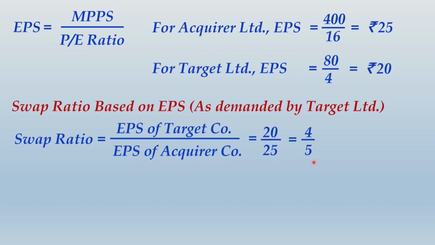That means 4 shares of acquirer company shall be issued for every 5 shares held in target company. And now we have yet to compute the number of shares in this regard, but first what you do is write up quickly whatever you find on the screen.